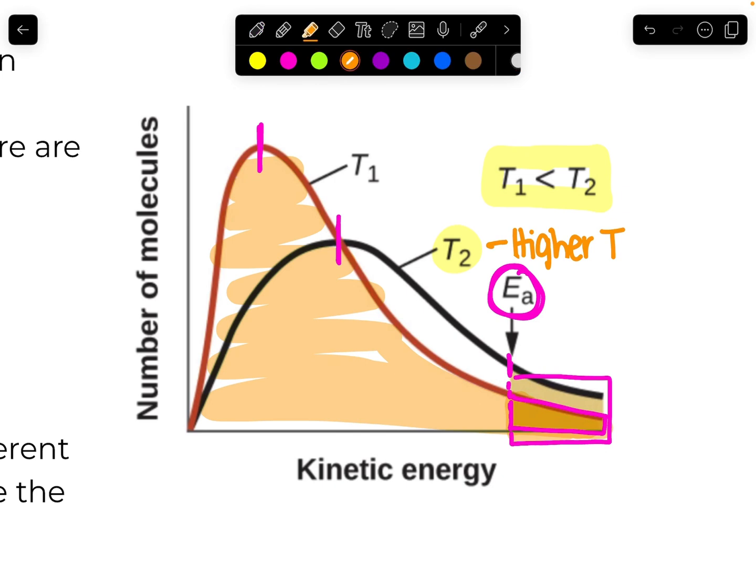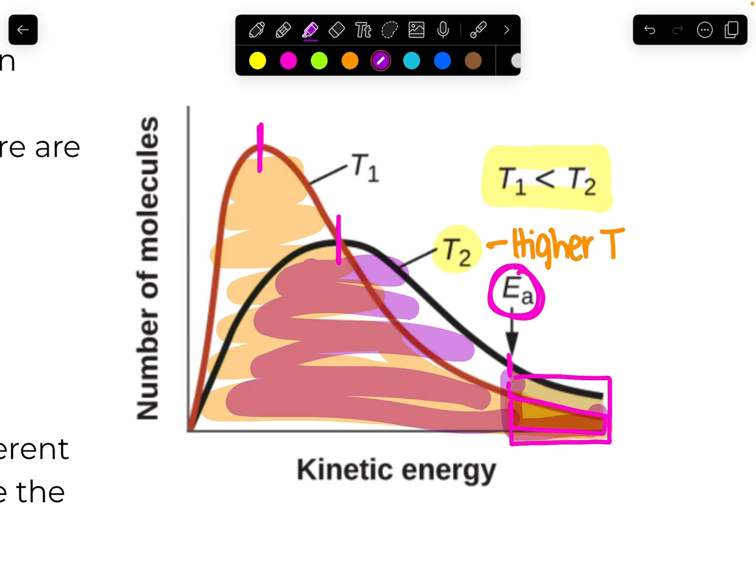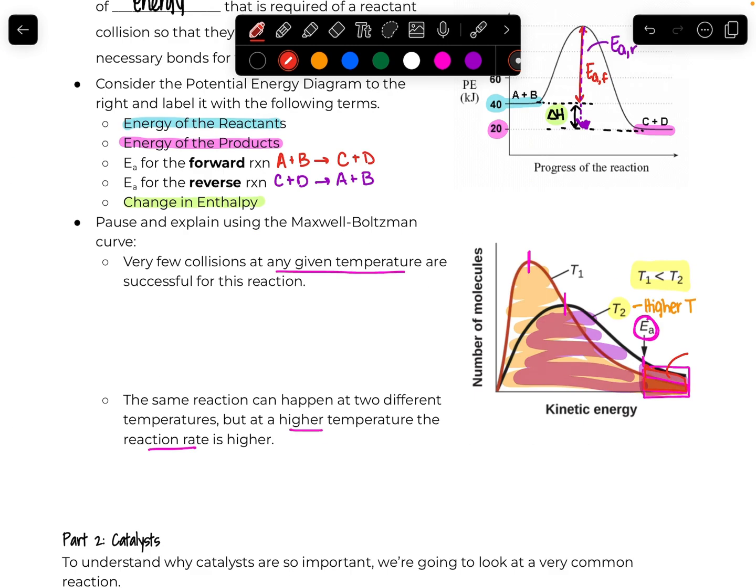But if I take a look at the higher temperature, now my molecules are spread out over all of this distribution, all of this area here. So what that's showing us is I have more molecules that are likely to have that energy, so there's more likely to be a successful collision. More collisions are likely to happen, so therefore more successful collisions are likely to happen. And again, why is that? Because our particles are moving at higher temperatures, so they're moving faster, they've got more kinetic energy. Okay, again, I'm not going to take the time to write that out.